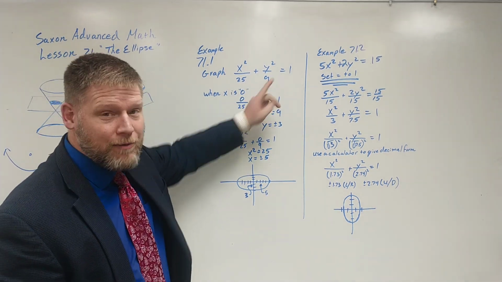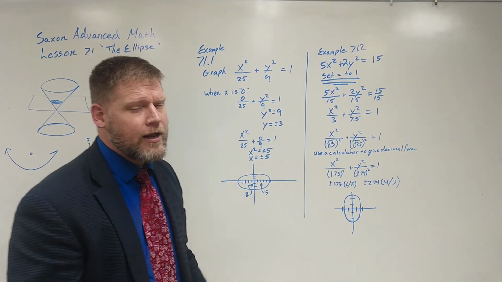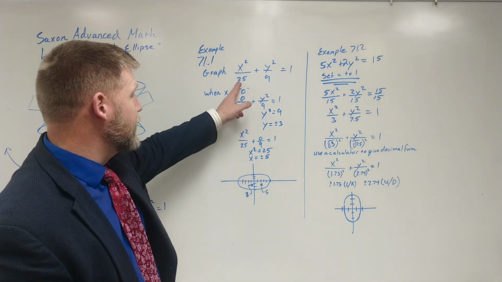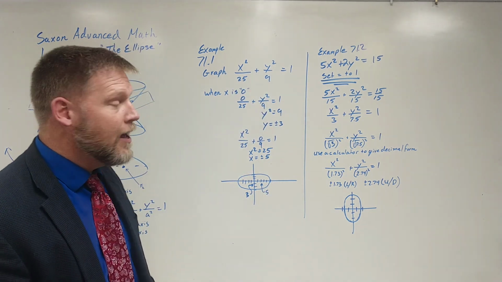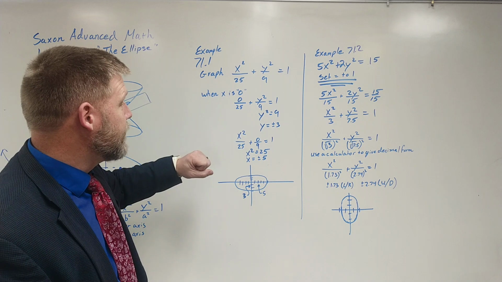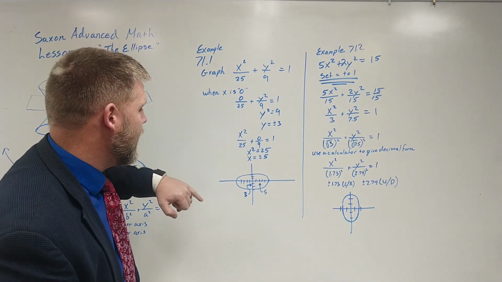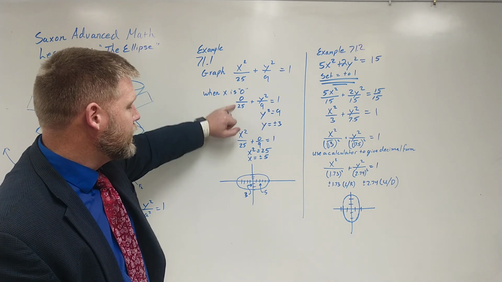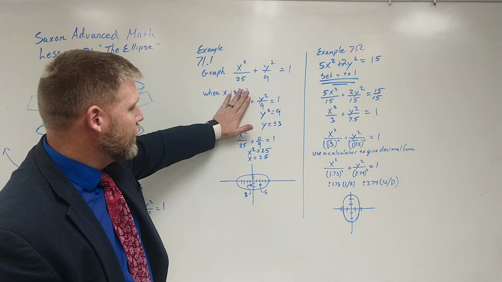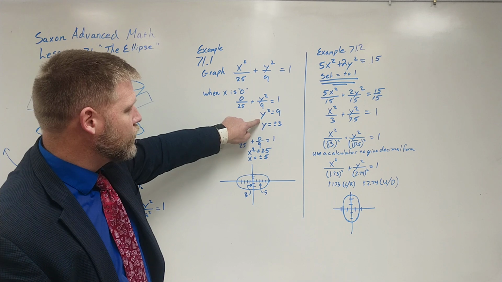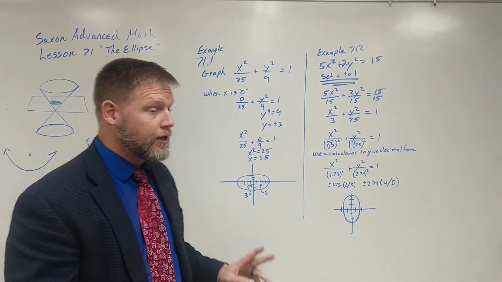I can automatically identify that this one is going to be bigger than this one because I'm pretty sure 25 is bigger than 9. Therefore, I know that this is my a and this is my b as far as a correlation. They're having you put a 0 in for x on the axis. When you do so, you're going to say 0 over 25 is 0. You multiply both sides by 9, you get 9 equals y squared, so y equals plus or minus 3.